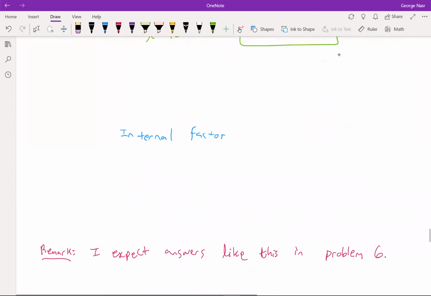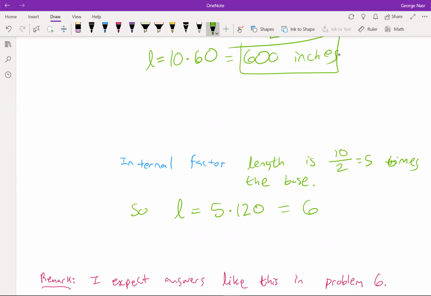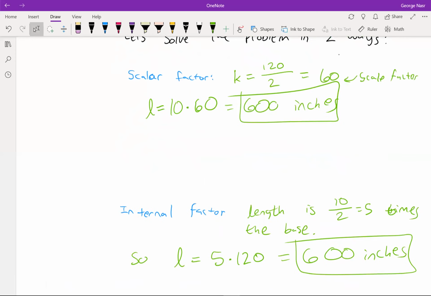And the point is that the length of these triangles is 10 over 2, which equals 5, times the base of the triangles. So L also equals 5 times 120, which is, yes, indeed, 600 inches. So there's a second way to solve that problem.